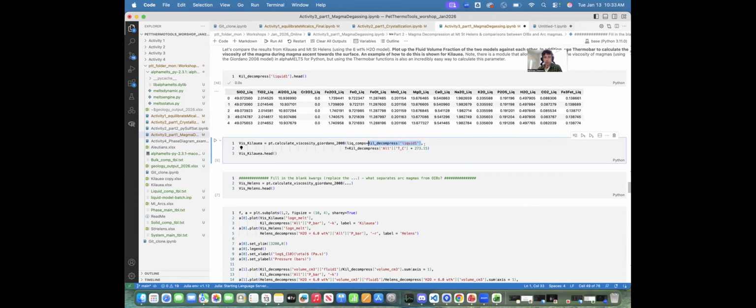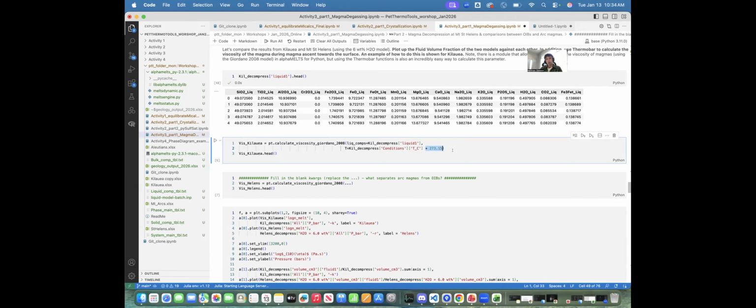The other thing we need to provide it with is a temperature. So in our all data frame or in the conditions data frame, once again, it doesn't matter which, we have a parameter T_C, so temperature in Celsius. The temperature for Thermobar is Kelvin, so the only adjustment you need to make here is adding 273.15 to convert between Celsius and Kelvin.